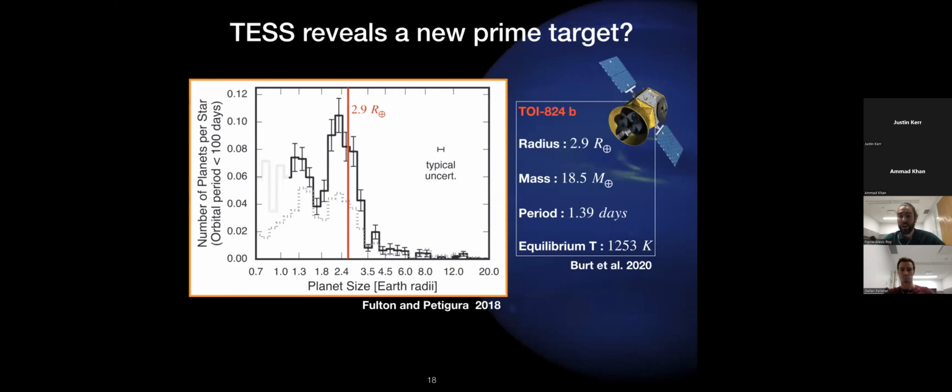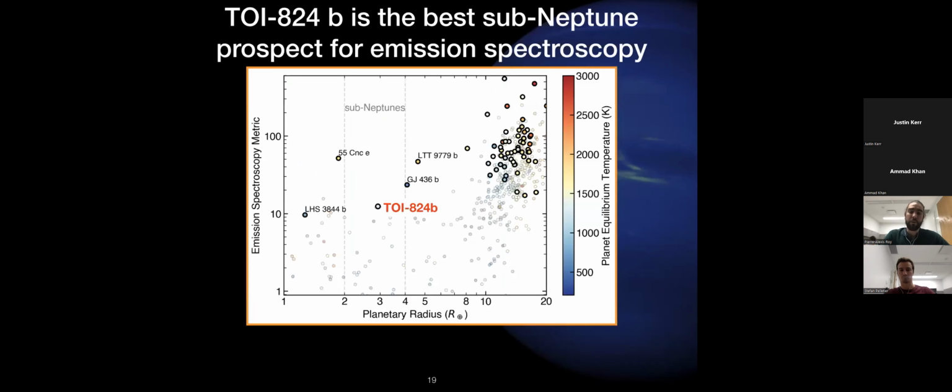But this changed when TESS revealed a new target. So TOI 824b, it falls directly in the sub-Neptune population, and it's on a really short orbit of 1.4 days, with a really hot equilibrium temperature, which makes it radiate a lot of heat and makes it a good target for emission spectroscopy. So this is where it falls on the emission spectroscopy metric figure, and it becomes the most promising Neptune to follow up in eclipse.